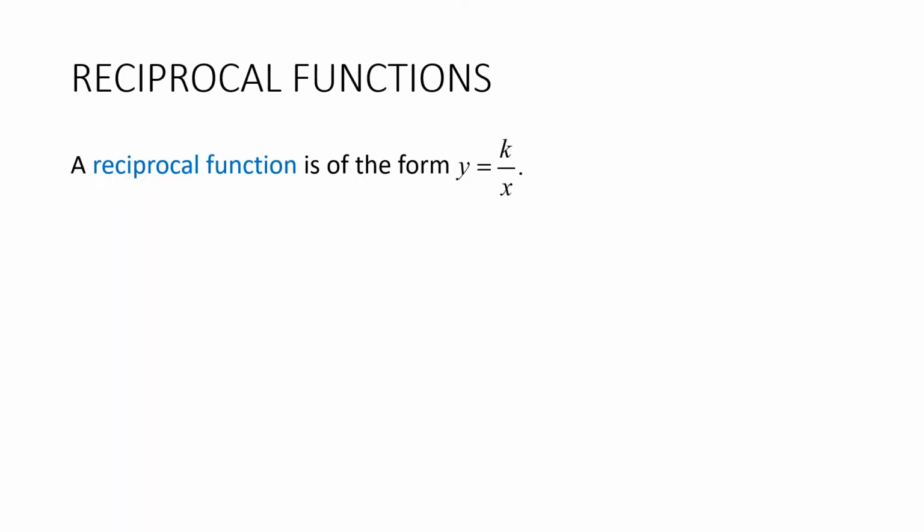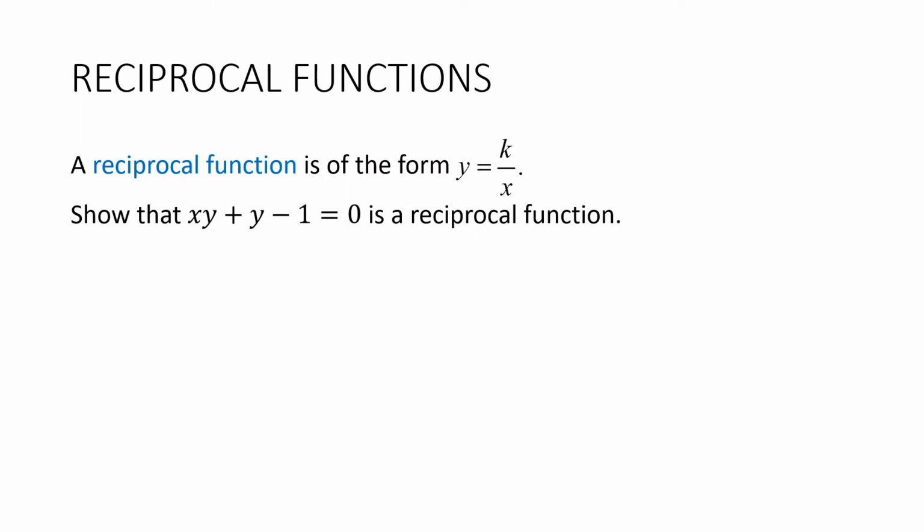Now a reciprocal function is of the form y equals k over x. You can see how it's a reciprocal because this has been flipped upside down. We normally have y equals x or x squared or something like that. k is a constant. Now we can have other numbers here with the x. We could have y is equal to 1 over x plus 1, for instance. That would still be a reciprocal function.